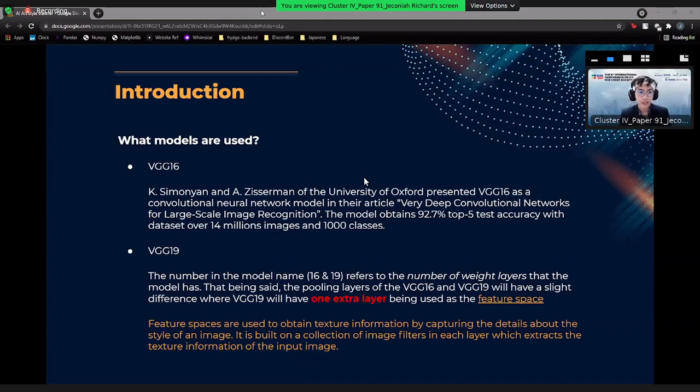The models we're using, as I mentioned before, are VGG 16 and 19. For VGG 19, the numbers in the model have a slight difference from VGG 16. It refers to the number of weight layers that the model has. That being said, the pooling layers of VGG 16 and 19 will have a slight difference, where the 19 will have one extra layer being used as the feature space. In short, the VGG 19 model has a higher capability to extract the texture or features such as curves, edges, background of the content image compared to the VGG 16.